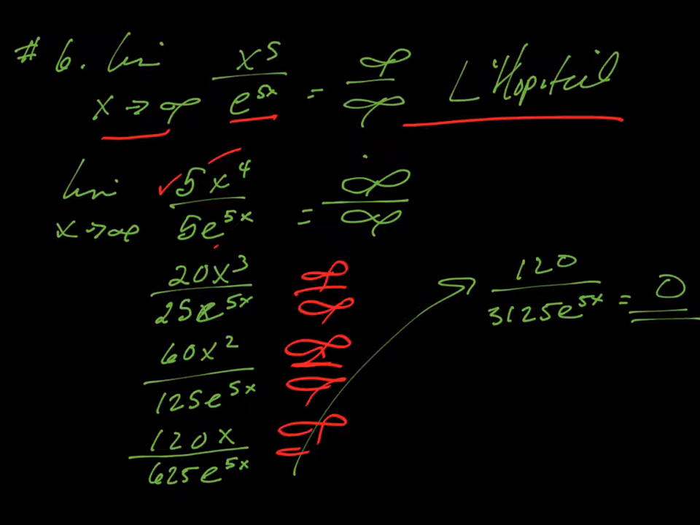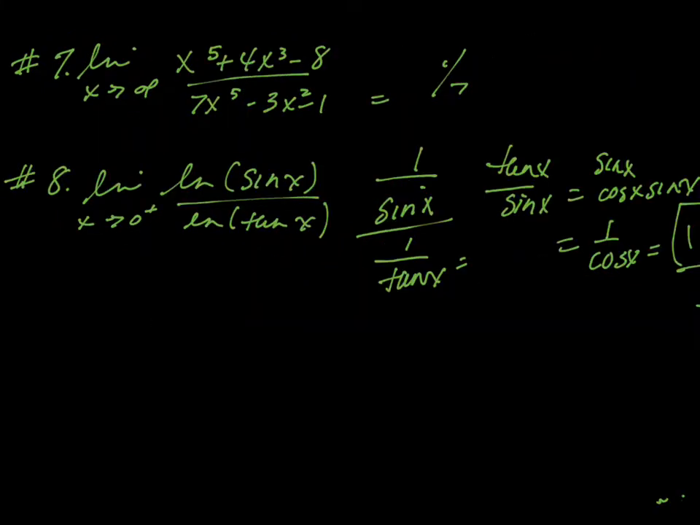Go down, do it again until I get to 120 over 3,125 e to the 5x. And now, of course, this will be getting bigger in the bottom. Anytime it's getting bigger in the bottom, it goes to 0. So that was number 6.